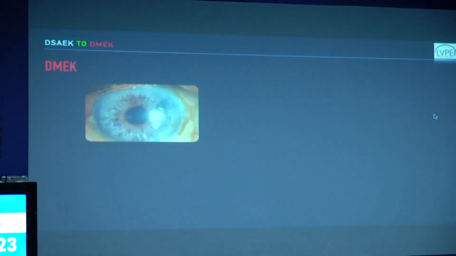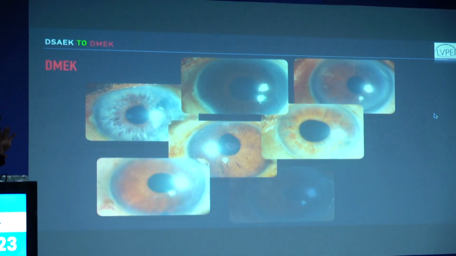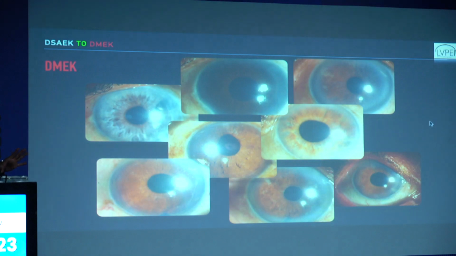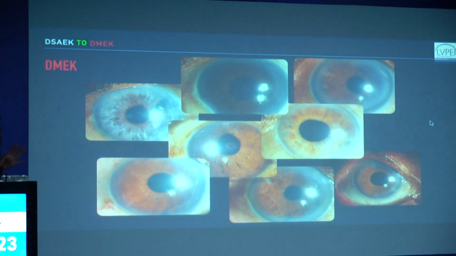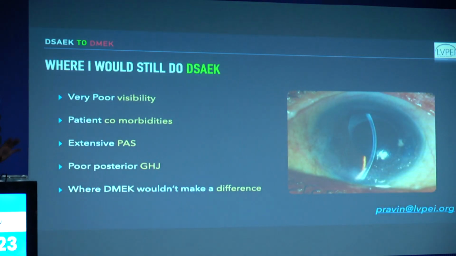So the question now is, DMEC is such a good surgery with such great outcomes, is it the pinnacle of all corneal transplants that the future has to see? There are still a number of patients where DSEC is better than DMEC, where you have more visibility and you have patient comorbidities that do not allow the patient to lie down.